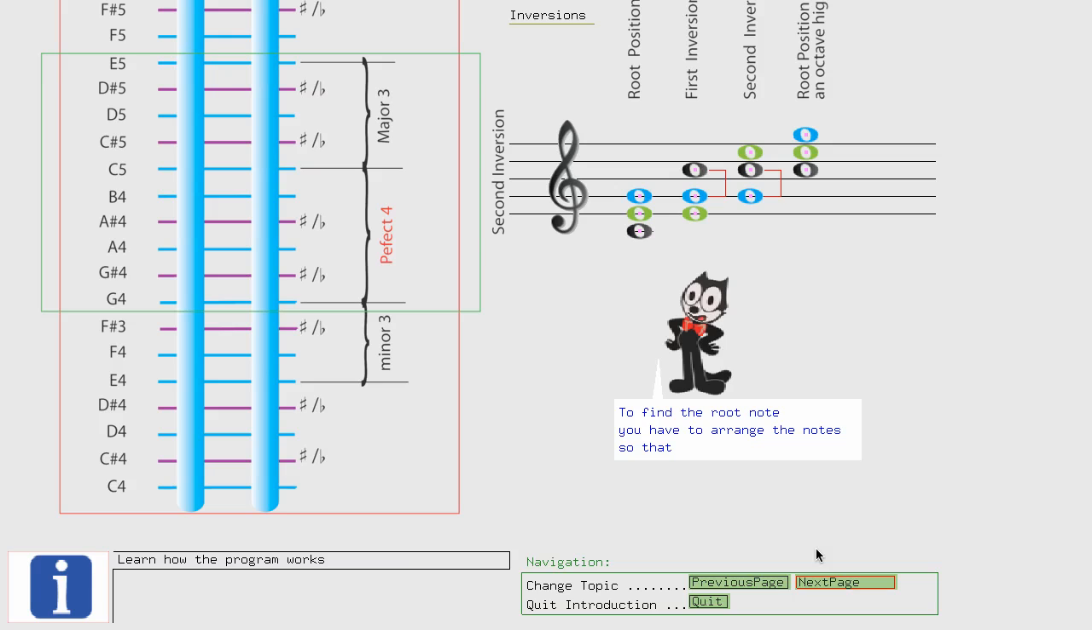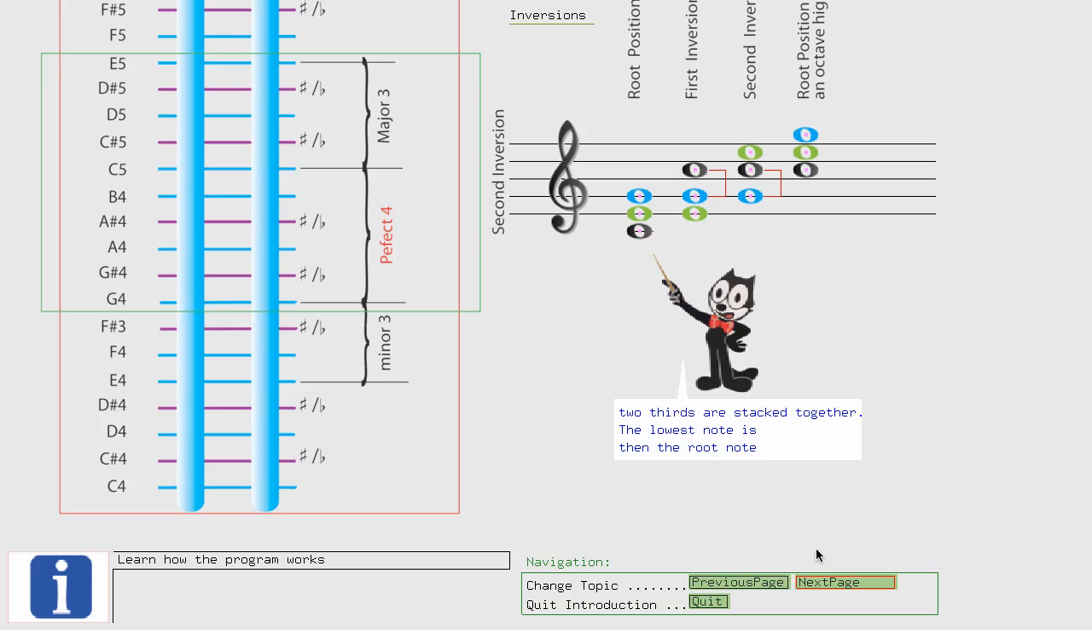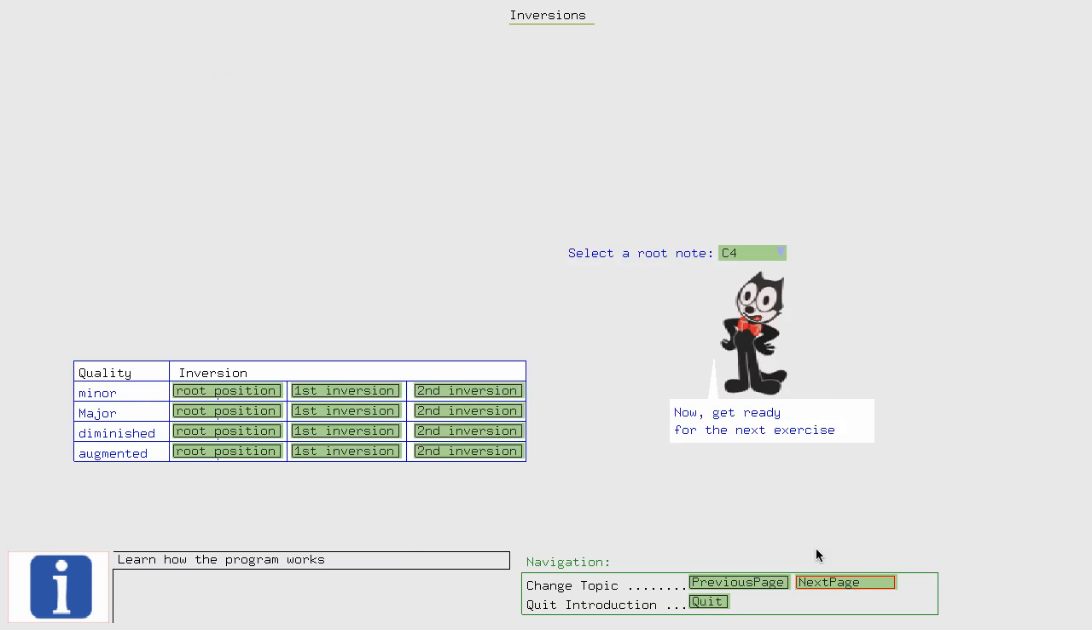To find the root note, you have to arrange the notes so that the thirds are stacked together. The lowest note is then the root note. Now get ready for the next exercise.